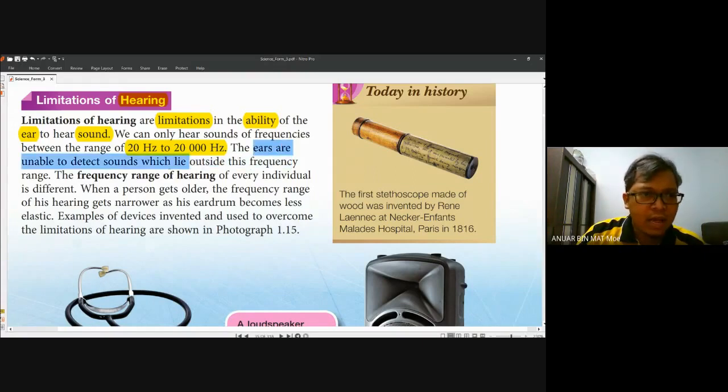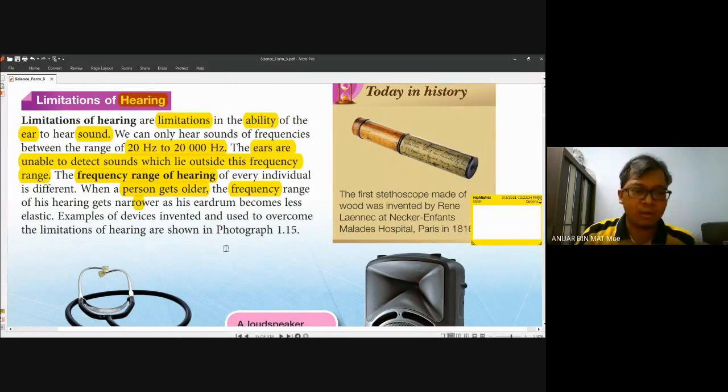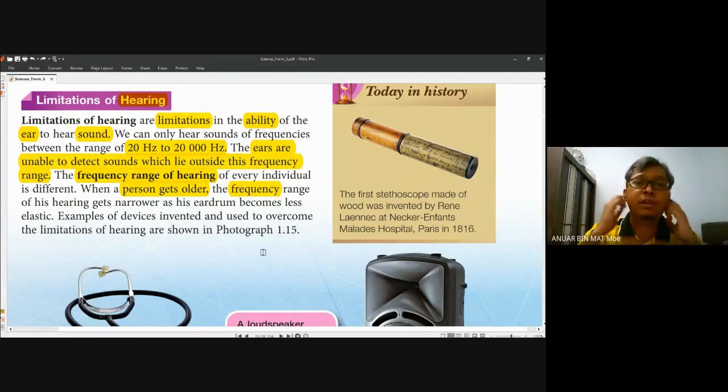I continue. The ear is unable to detect sound which lies outside the frequency. Tak boleh dengar. We can only hear 20 hertz to 20,000 hertz. The frequency range of hearing of every individual is different. When a person gets older, the frequency range gets narrower. Kalau orang tu sudah semakin tua, dia semakin tidak boleh dengar lah. Itu biasalah. Because the eardrum inside becomes less elastic.